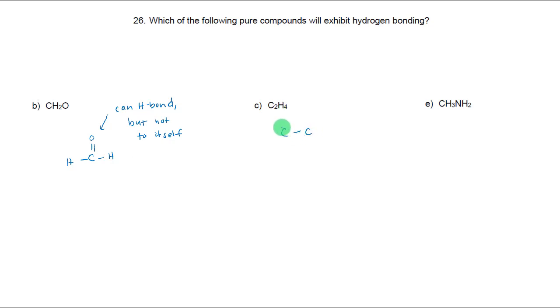C2H4. We get a double bond there. There is no hydrogen bonding. Those H's are on carbons, and they need to be on N, O, or F. For CH3NH2, we have carbon with 3 H's that's bonded to nitrogen, which itself has 2 H's and a lone pair. This one can hydrogen bond at the NH.